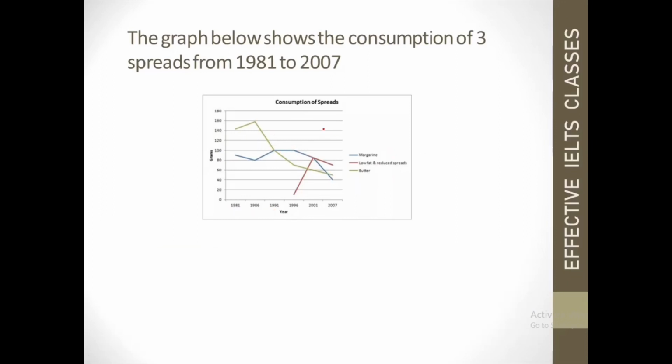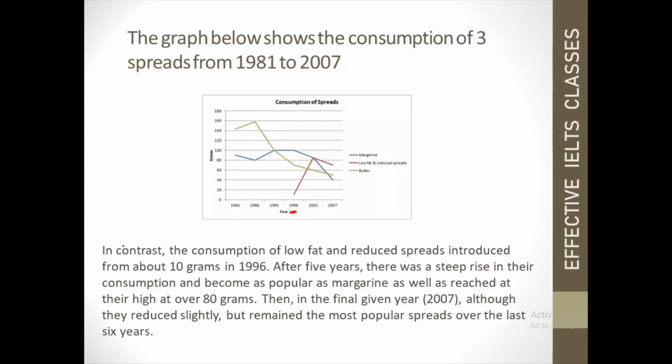Now let's move towards our BP2. In BP2 we have to give information about low fat and reduced spreads. Now in this, they were not eaten by people before 1996. So we'll start our BP with the connector in contrast, since it had an upward trend, right? In contrast, the consumption of low fat and reduced spreads was introduced from about 10 grams in the year 1996, right? You can see it is in between 0 and 20.